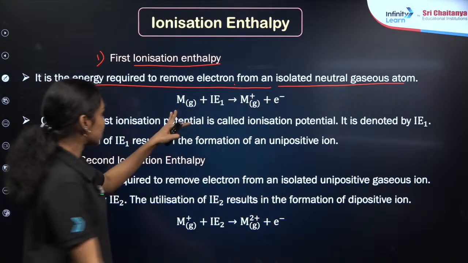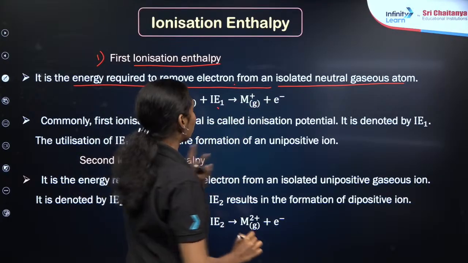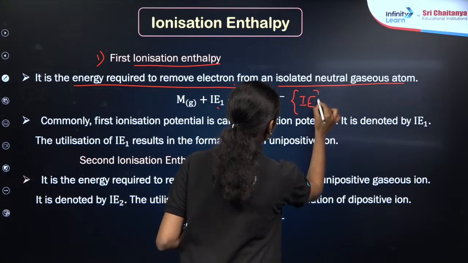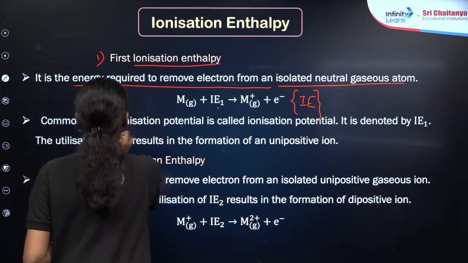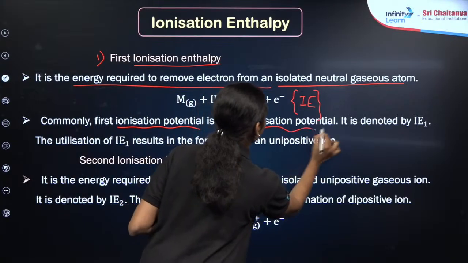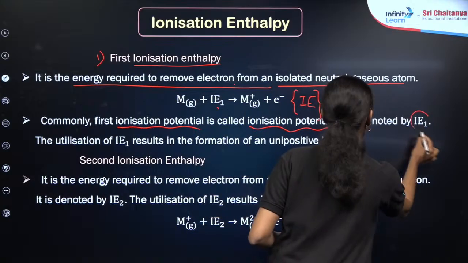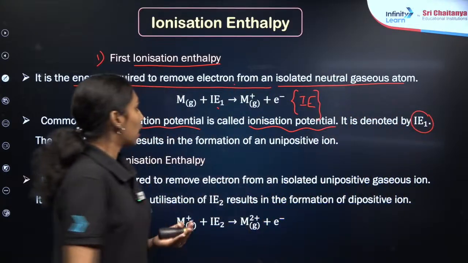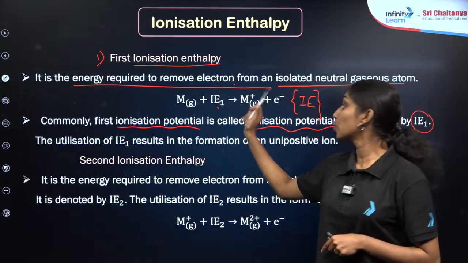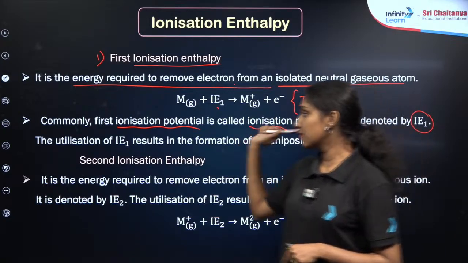Same here, the metal atom, when it is absorbing the energy, will form M plus ion by releasing one electron. Again it is known as first ionization potential, or simply ionization potential, and it is denoted by IE1. Otherwise, we can say that by absorbing the energy, it will form its unipositive ion, which means only one positive charge.